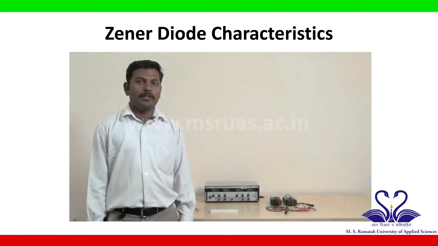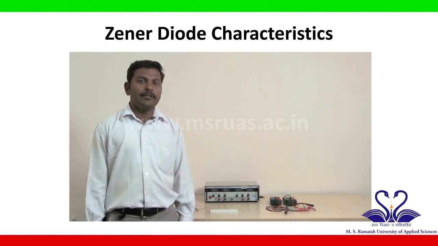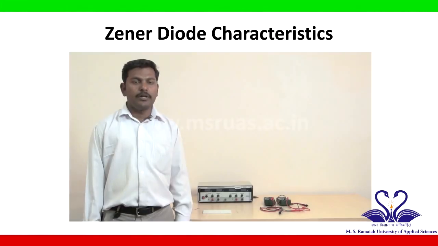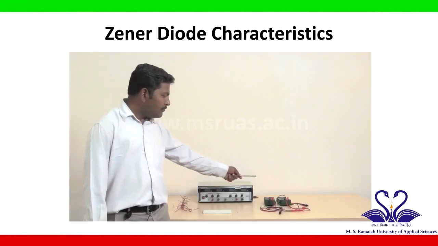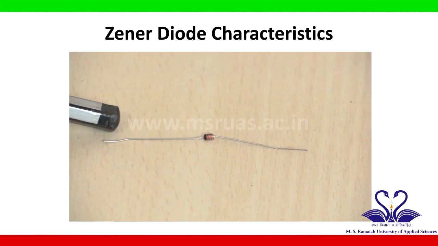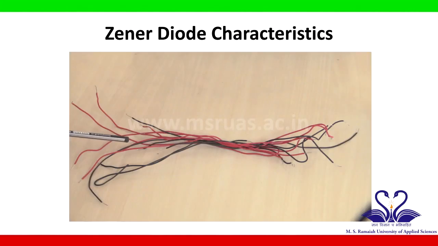Hello students, the experiment name is Zener diode characteristics. The aim of the experiment is to plot and study the VI characteristic of a given Zener diode, to calculate static and dynamic resistance of the Zener diode, and to calculate the Zener voltage of the given Zener diode. Components used for the experiment are a dual DC power supply, multimeters, Zener diode, resistor, breadboard and connecting wires.